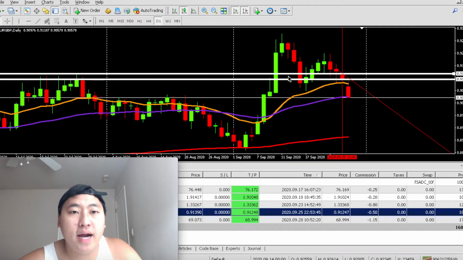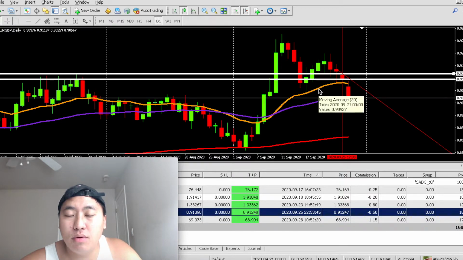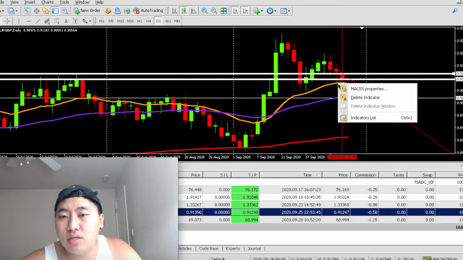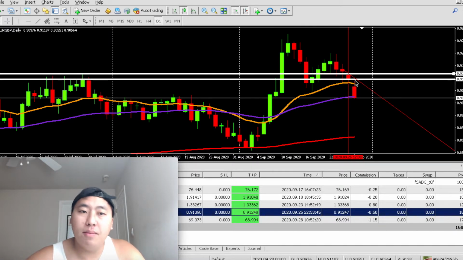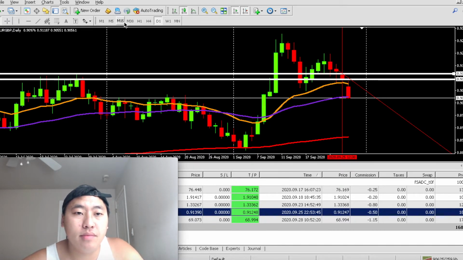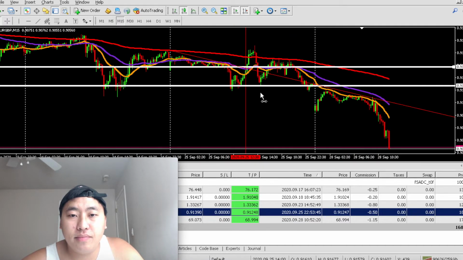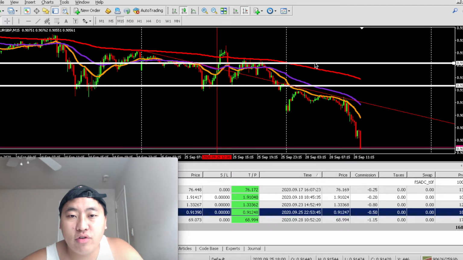Because usually in the higher time frames, the moving averages are stronger for resistance and support. So as you can see here, my take profit was still above the MA20. So that's why I'm like, okay, I'll take the trade. So yep, that's why I entered it. And like I said, this is not the perfect trade.